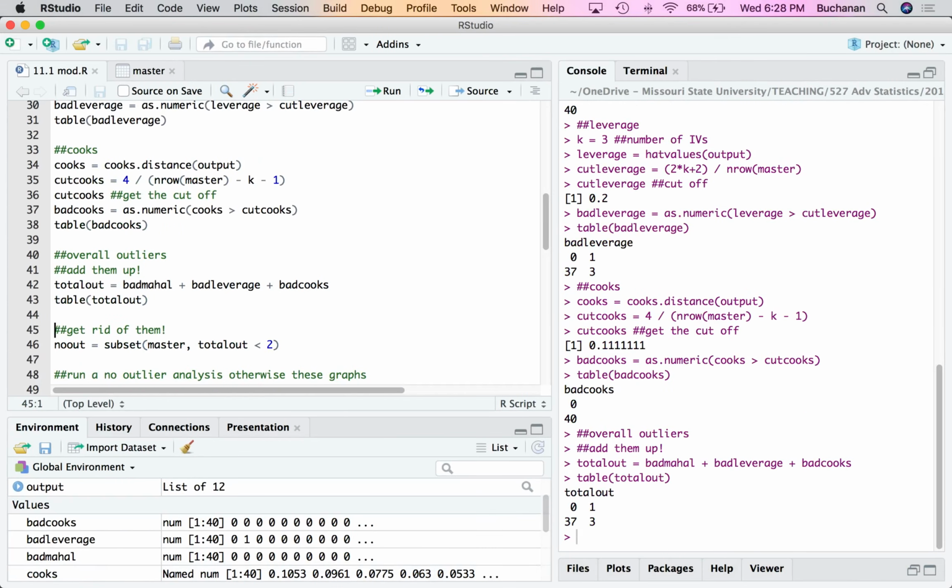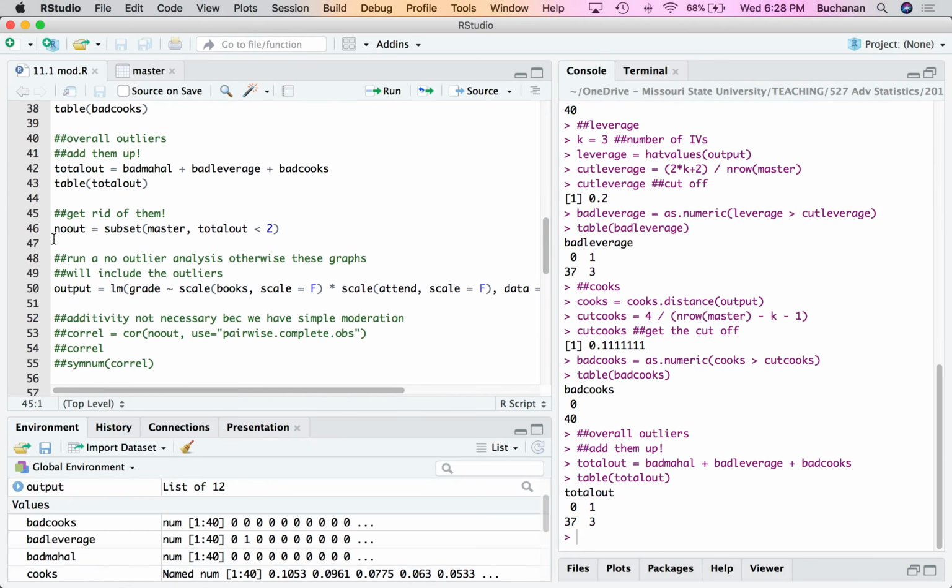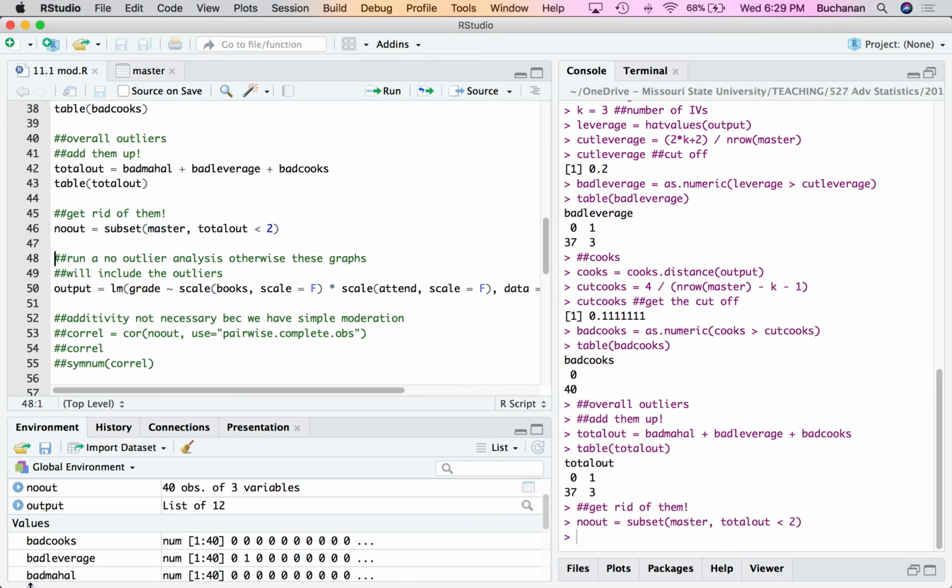Now, people who have 2 or more problems are done, and so we don't really have any overall outliers. I can still create my no-out data set by subsetting my master data set, where anyone less than 2 gets to stay, and that actually just repeats the data set. That's okay, because now I really haven't had to change any of this code here.